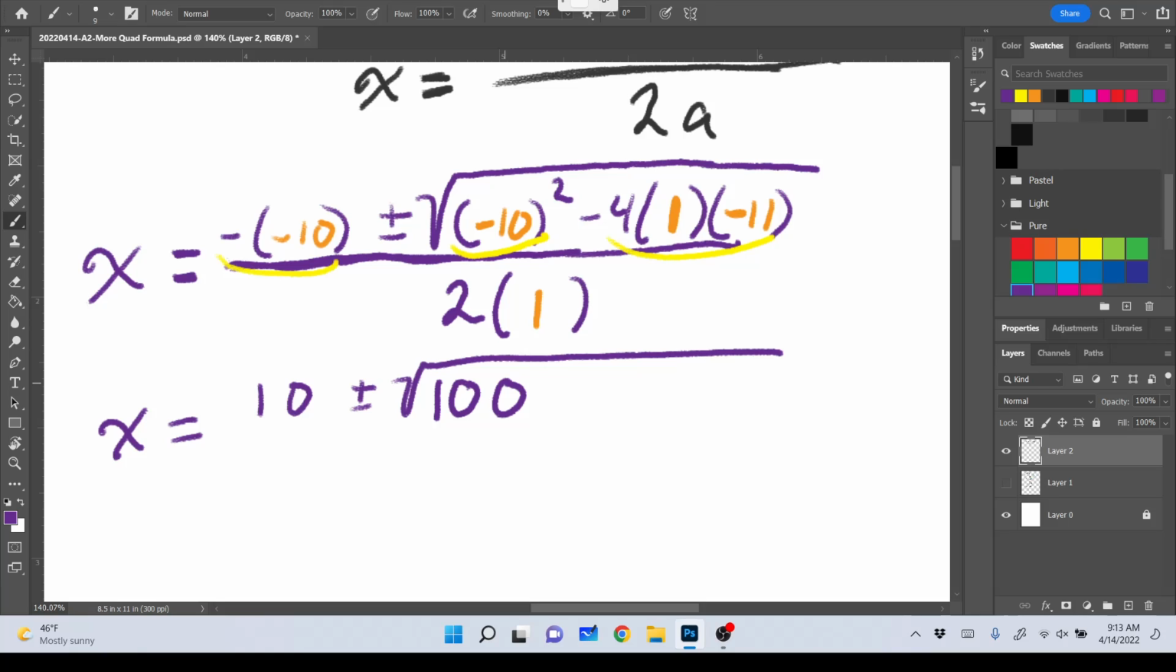-4 times 1 times -11 is what? Negative 44. So close. Positive 44. Because we've got negative times positive times negative. So negative times negative is positive. Yes? So plus 44, all over 2 times 1, which is what?